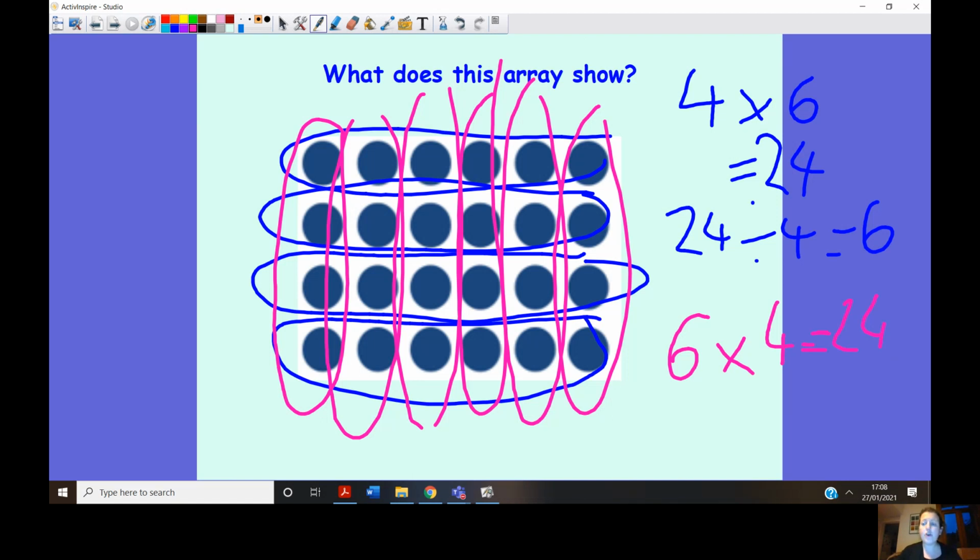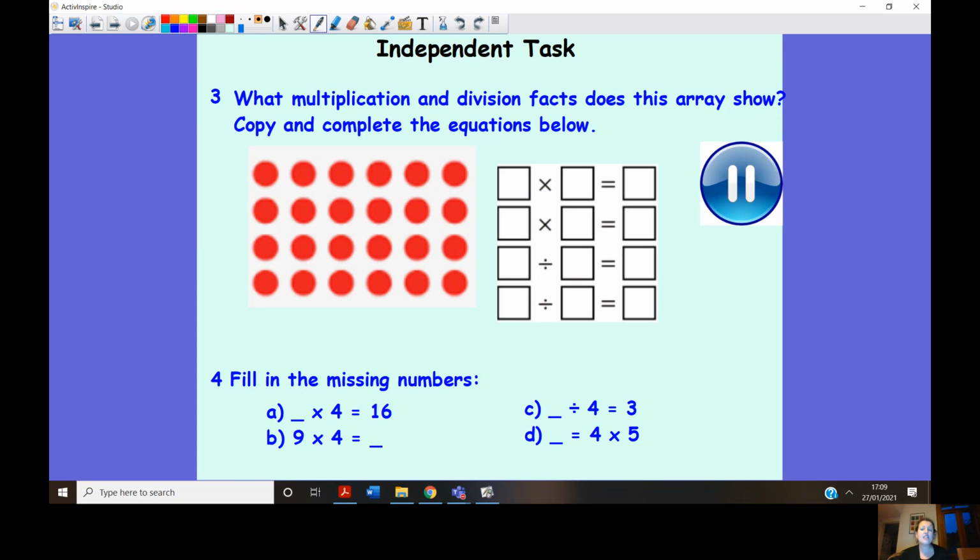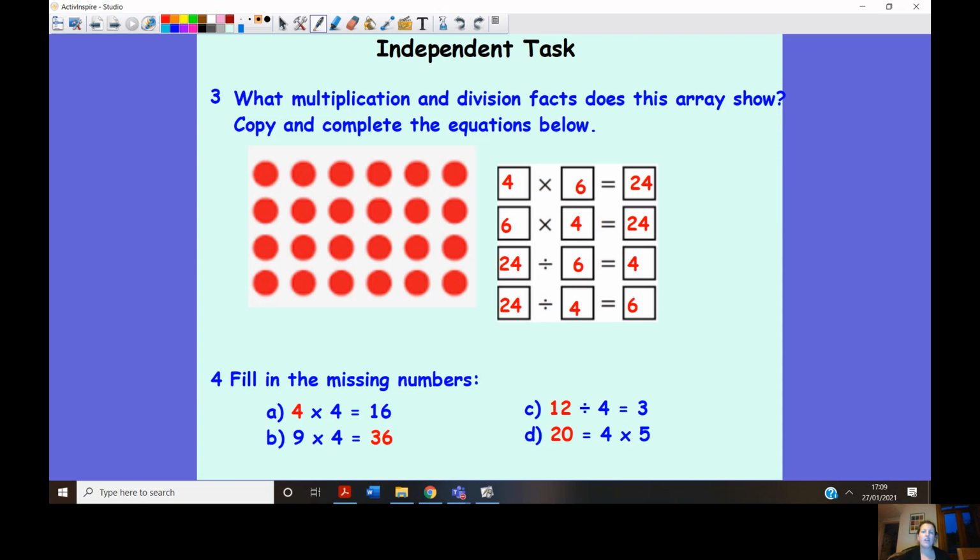So 6 groups of 4 is equal to 24. So 24 divided into 6 equal groups is equal to 4. Fantastic. It's time for your independence task. Again, it's writing an array, and you need to fill in the missing numbers. So press pause to complete the task, and then when you're ready, press play.